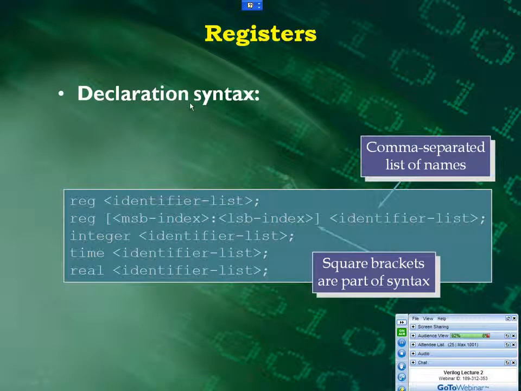So let's take a look at the declaration syntax. If you were in the last lecture, you recognize that this is a placeholder for an identifier, and in this case, an identifier list, which can be separated by commas. We'll have an example in a minute, but you can refer to this or a Verilog book to see the basic syntax. You can optionally have an MSB, LSB index, so you could have a size, and here's the syntax for integer, time, and real.